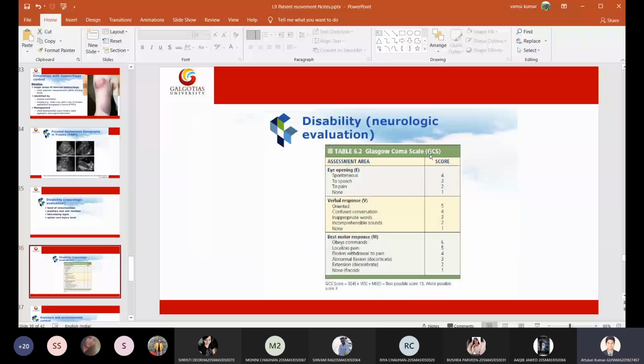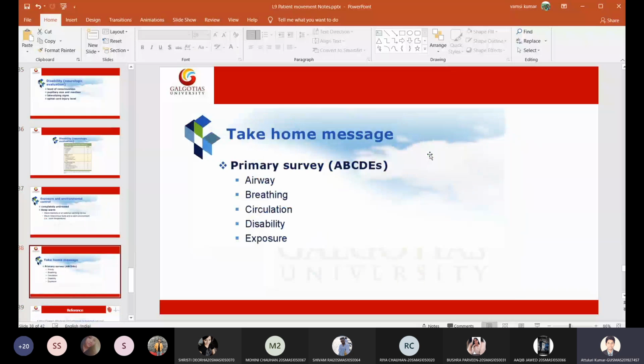So that's it. All you need to do during an emergency situation is remember ABCDE: airway, whether the patient's airway is open or not, whether he's breathing or not, whether he has circulation or not, whether there are any disabilities of the patient, and also whether there is any environmental exposure like fire, water, or hypoxia in higher altitudes. So that needs to be restored.